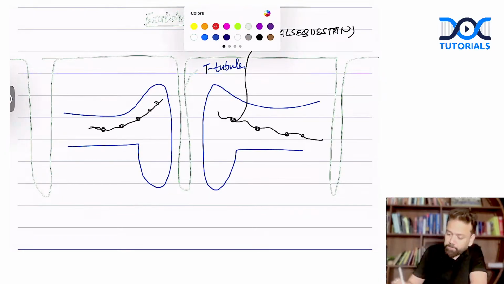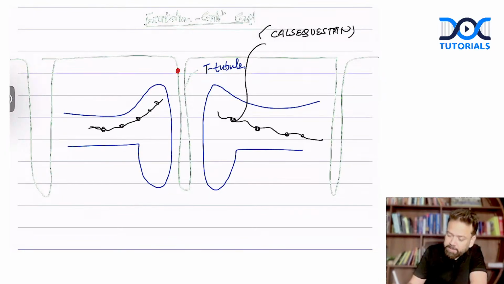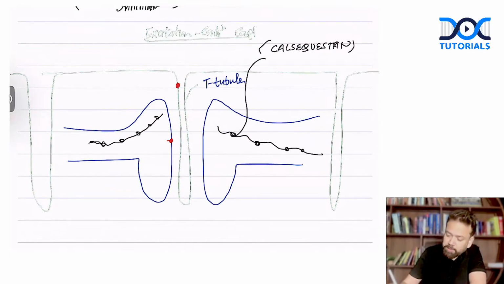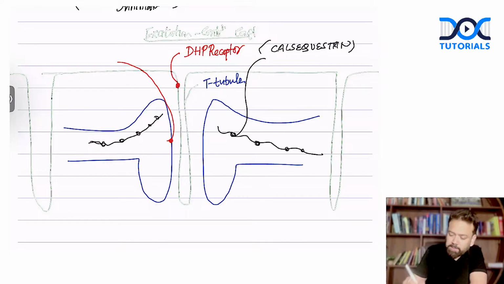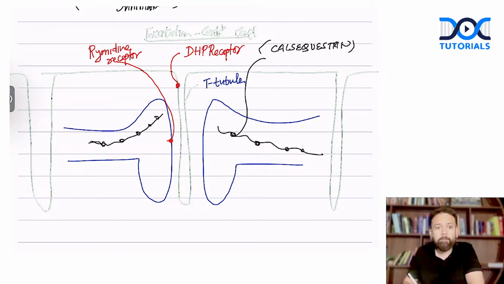Now, there are two receptors. One receptor is present on the T tubule, the other is present on the reticulum. What are they called? The one which is present on the T tubule is called DHPR, dihydropyridine receptor. And the one which is present on the reticulum is called ryanodine receptor. Okay. So one is called dihydropyridine receptor.